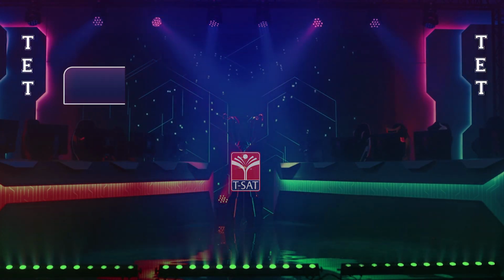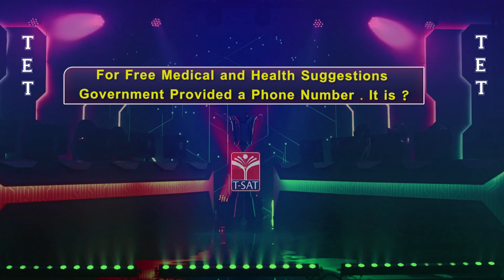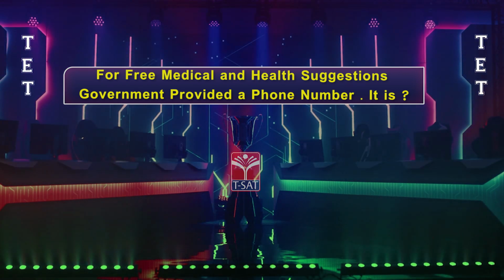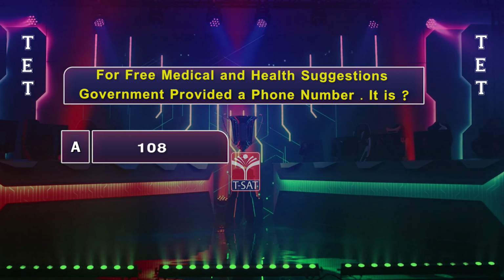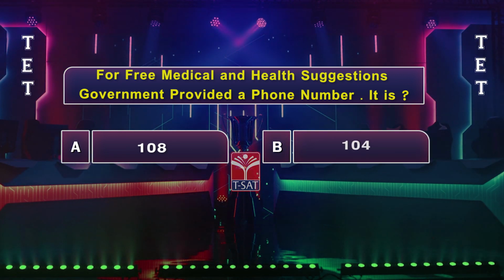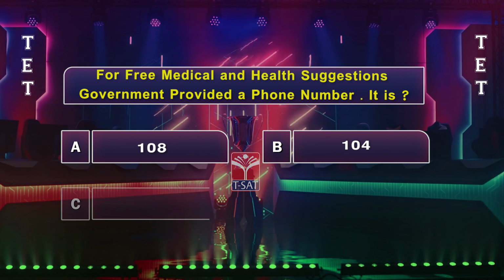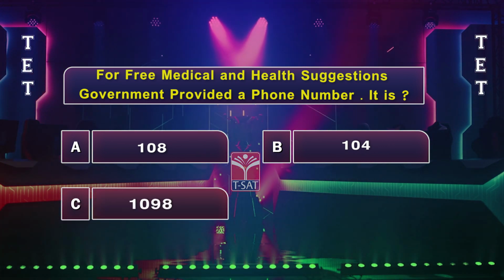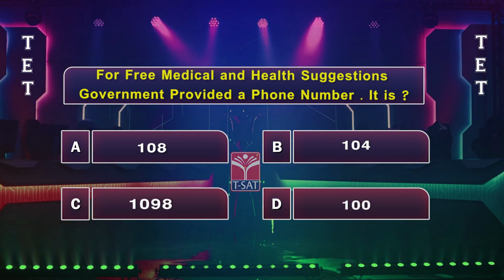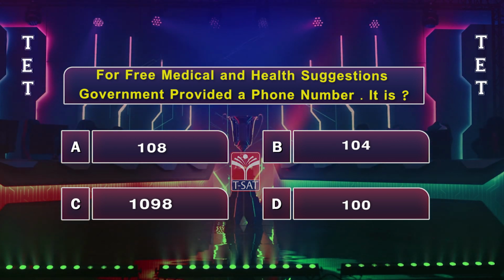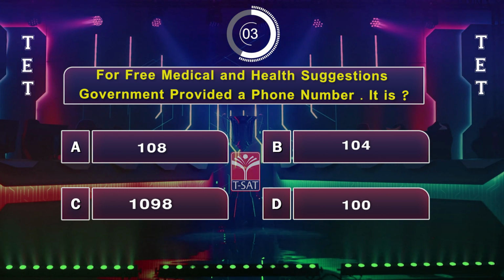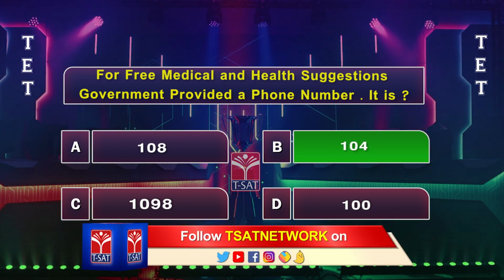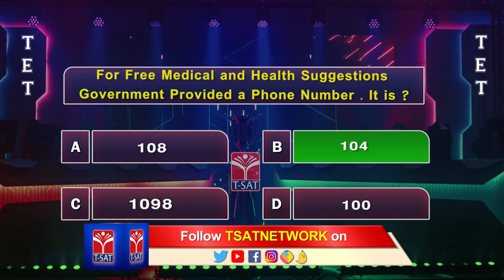19th question. For free medical and health suggestions, government provided a phone number. It is option A, 108. Option B, 104. Option C, 1098. Option D, 100. Your time starts now. The correct answer is option B, 104.